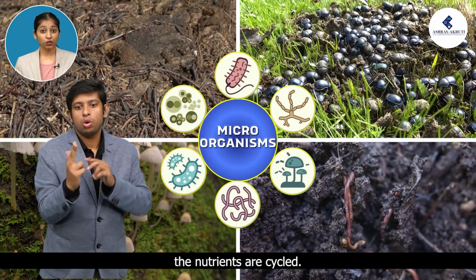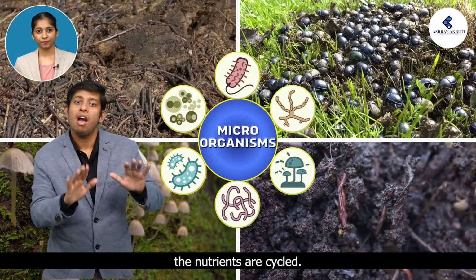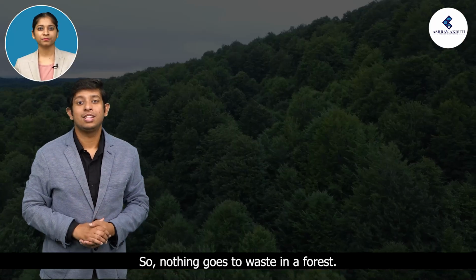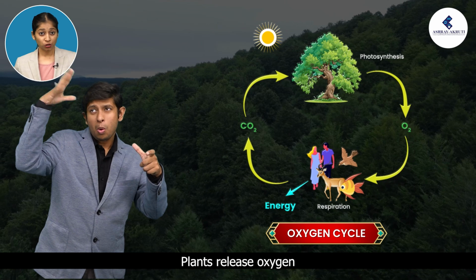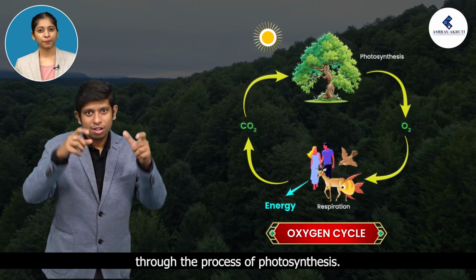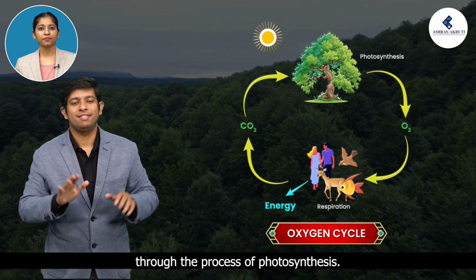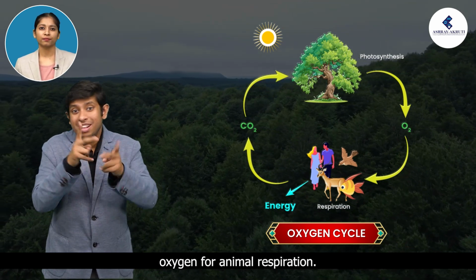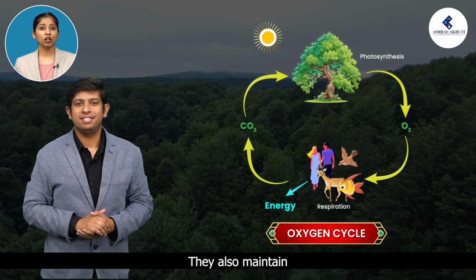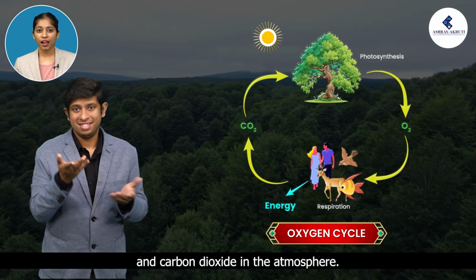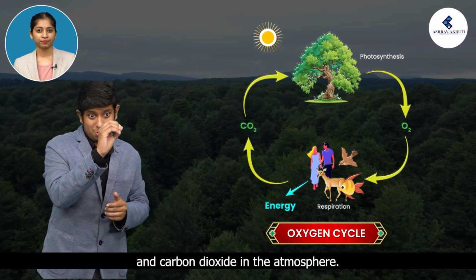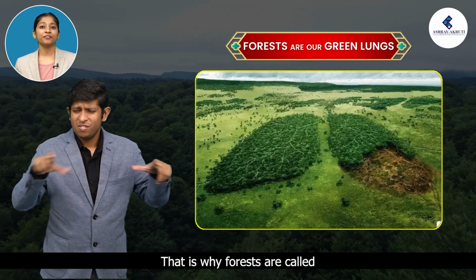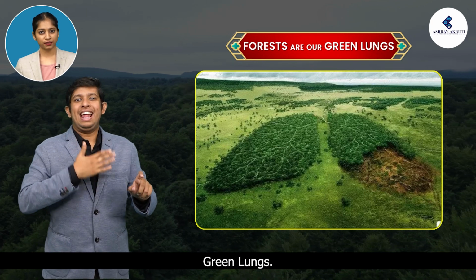In this way, the nutrients are cycled. So, nothing goes to waste in a forest. Plants release oxygen through the process of photosynthesis. The plants help to provide oxygen for animal respiration. They also maintain the balance of oxygen and carbon dioxide in the atmosphere. That is why forests are called green lungs.